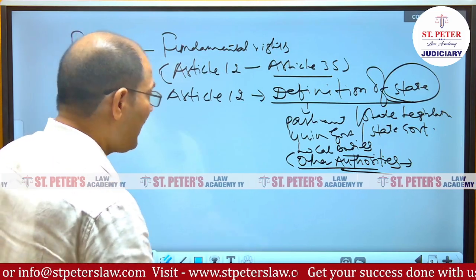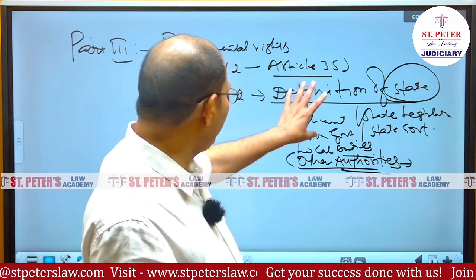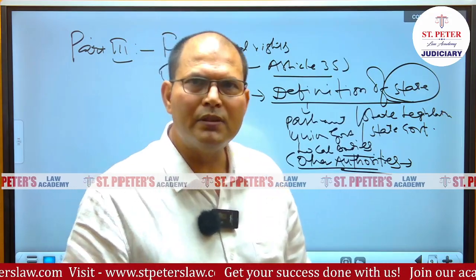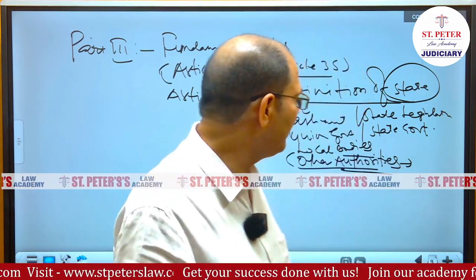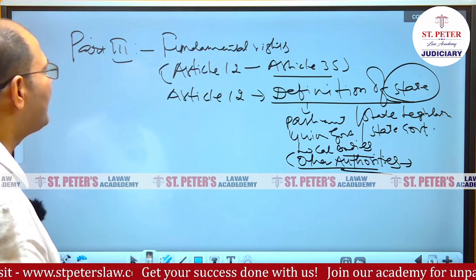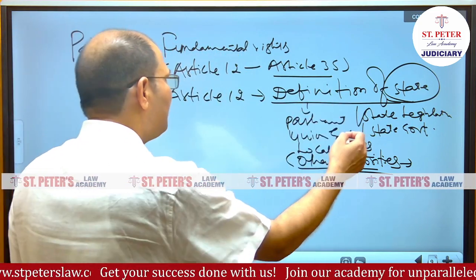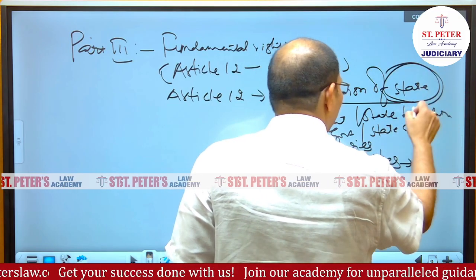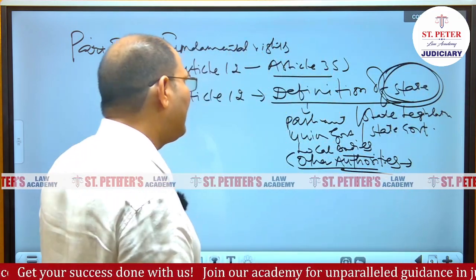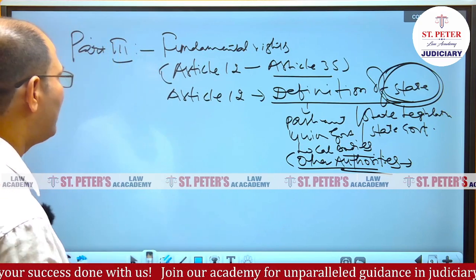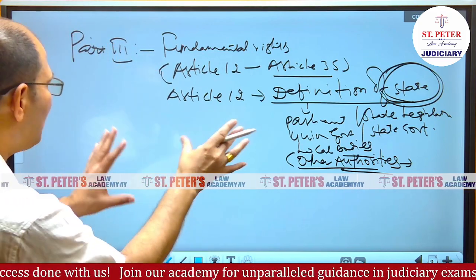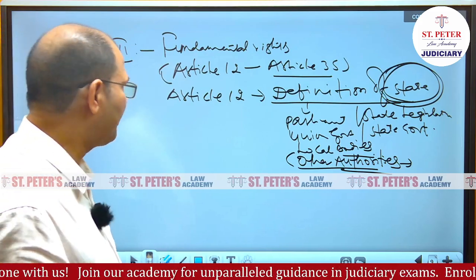state. Mind you, judiciary has not been included in the purview of the state, right? Because judiciary has to act as an independent umpire and it has to declare the violation of fundamental rights at the hand of the state as null and void. That's why judiciary hasn't been included in the purview of the definition of a state.